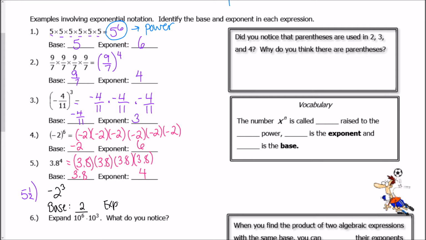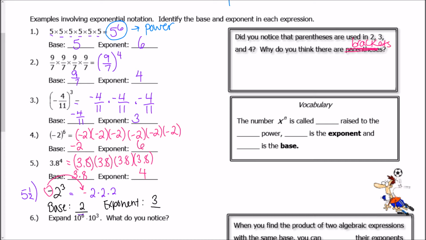The exponent is 3. Okay, so what this means is I'm going to do 2 times 2 times 2 because my base is 2 with just a negative that tags along. So this negative only tags along. It's not part of my base because it's not in these brackets here.